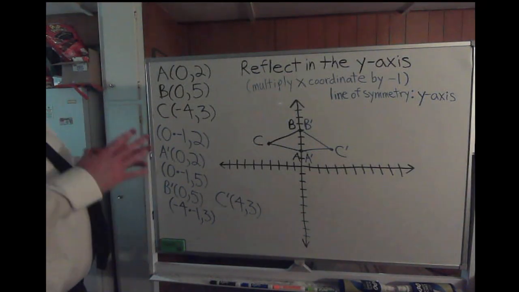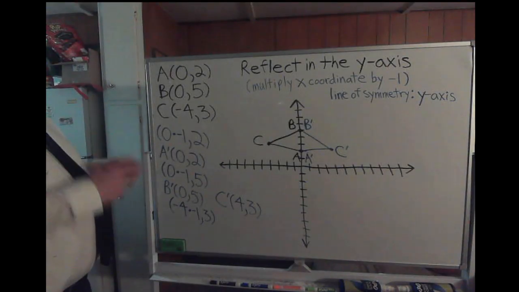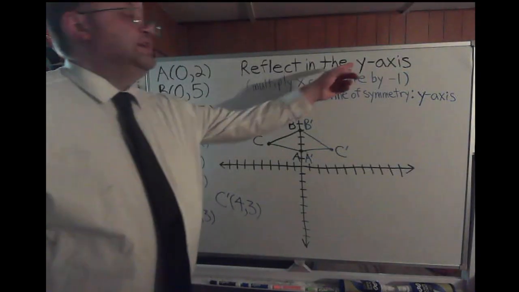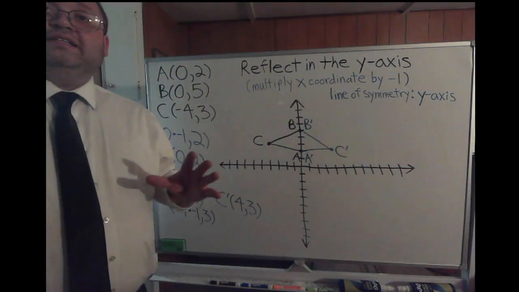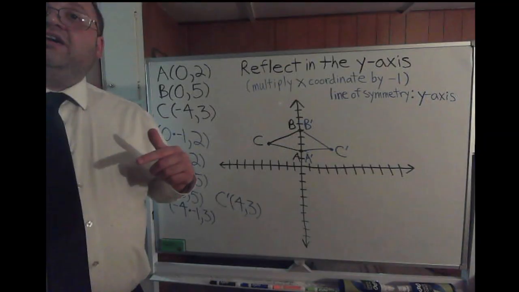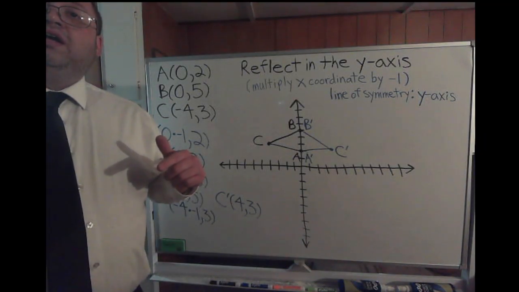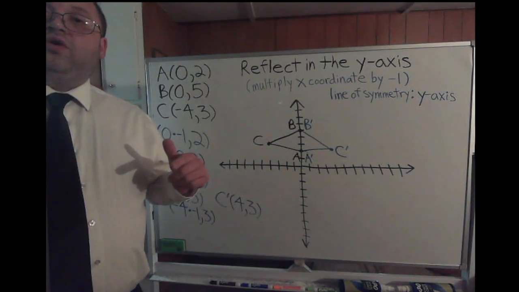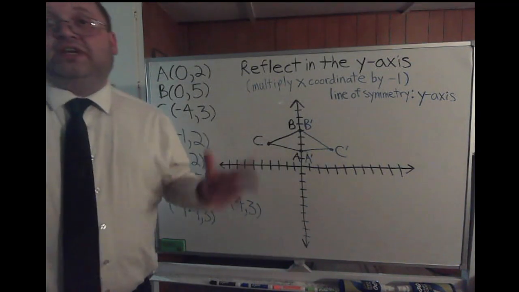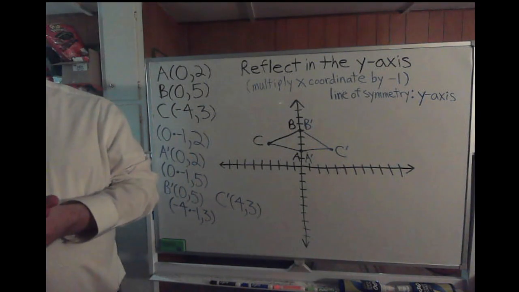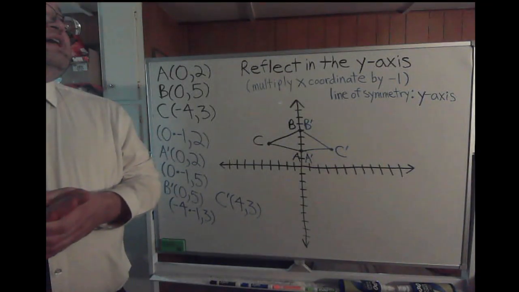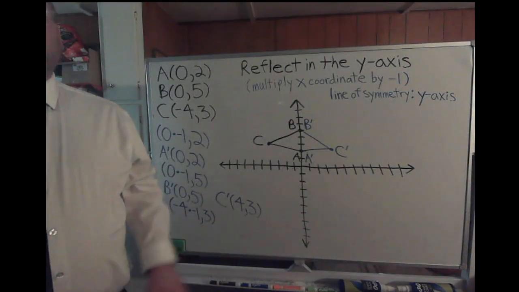But that's really it for reflections. There really isn't much to them. Just remember, again, this is the y-axis we're reflected in. So whatever axis you're reflecting it on, you leave that coordinate alone. And then you multiply the opposite coordinate, the other coordinate, by negative 1. So you reflect in the y-axis, leave your y-coordinate alone, multiply the x by negative 1. And if you're reflecting in the x-axis, it's the other way around.